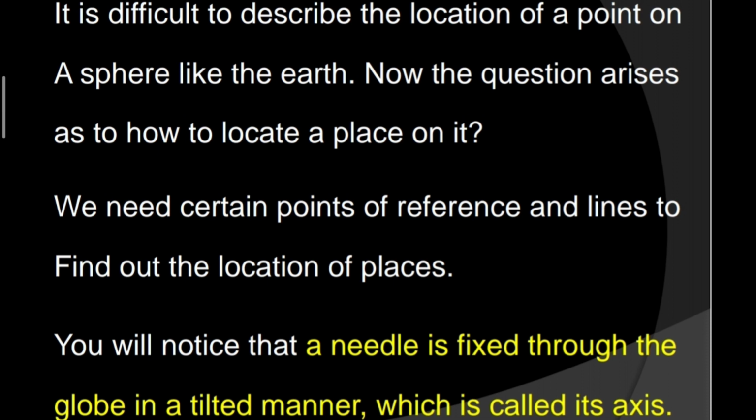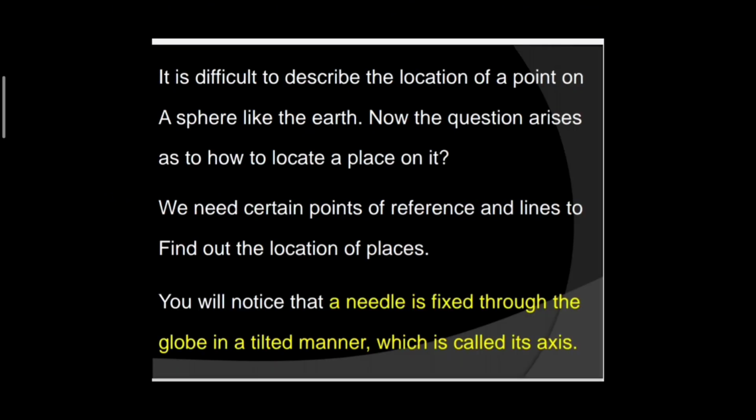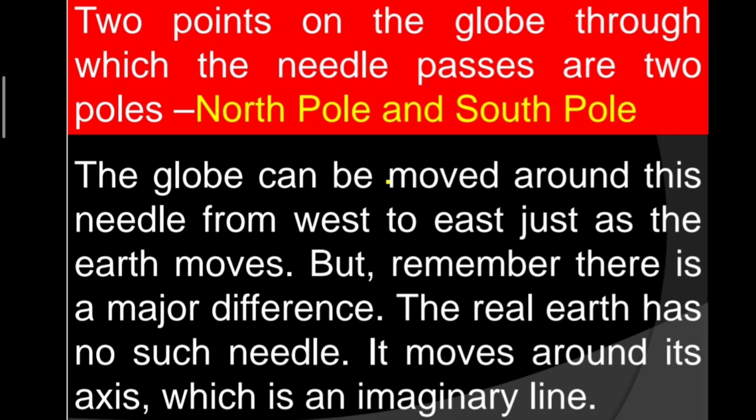You will notice that a needle is fixed through the globe in a tilted manner, which is called the axis. The two points on the globe through which the needle passes are the two poles. One is known as the North Pole and the second one is the South Pole. The globe can be moved around this needle from west to east just as the Earth moves. But remember, there is a major difference between the globe and the Earth. The real Earth has no such needle. It moves around its axis, which is an imaginary line only.